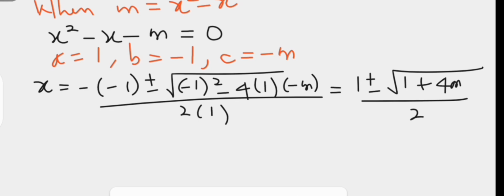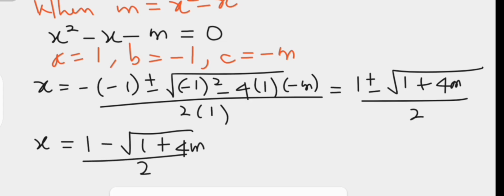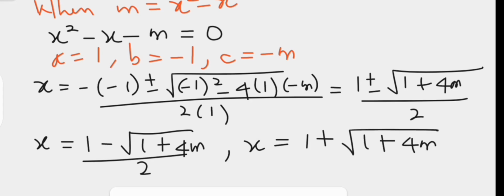So that is, for the very first case, when m is x squared minus x, we have the values of x to be 1 minus the square root of 1 plus 4m over 2, and x to be 1 plus the square root of 1 plus 4m over 2.